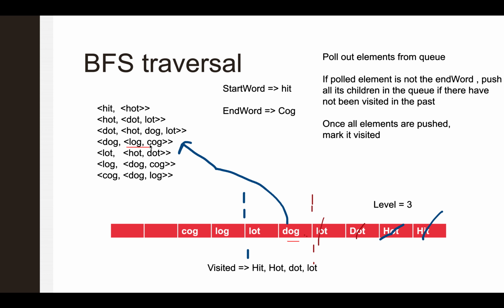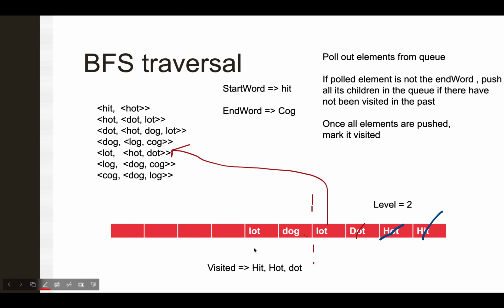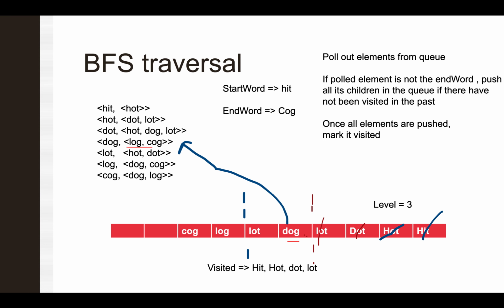We have log and cog as its children. We'll add them to the queue because none of them is visited, and we will move ahead with the iteration. The blue line signifies the end of level 3. So we pulled out dog, and we added dog to the visited array because it has been marked.